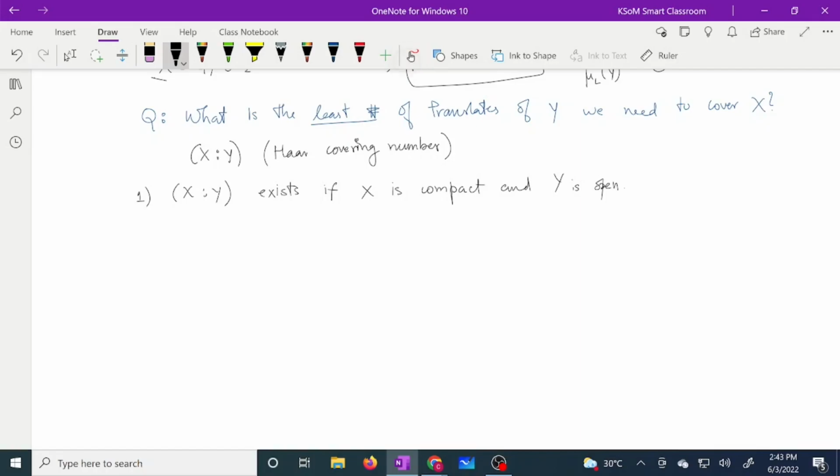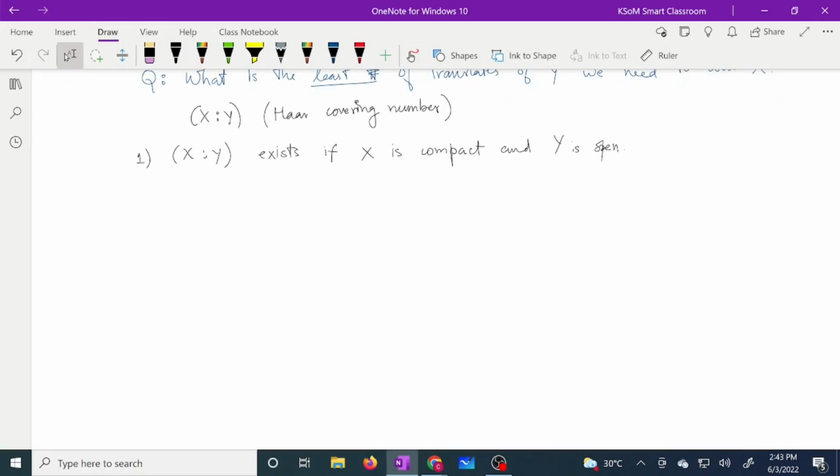If X is compact and Y is open, then this number exists, in the sense that this is a natural number, you get a number. It's not infinity. And the second thing: this number (X:Y) is translation invariant in X and Y, because that is how we defined it.